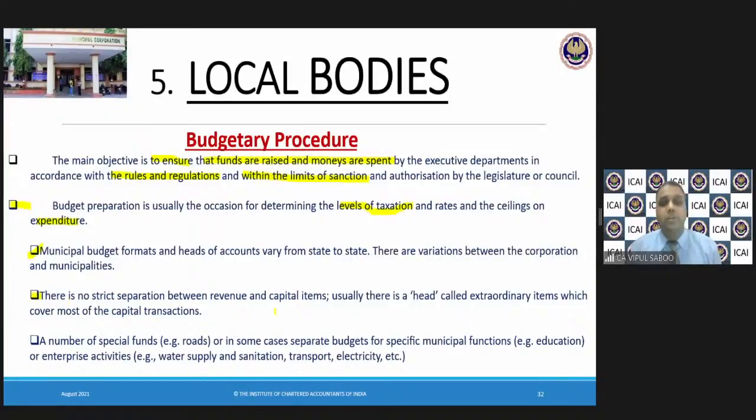Then there is no strict separation between revenue and capital items. Usually there is a head called extraordinary items, which covers most of the capital transactions. So there is no distinction between revenue and capital. Whatever you require the funds for, a capital expenditure or revenue expenditure, it is like a receipts and payment account, right? Even for capital transactions, you just put it under extraordinary items. Most of the extraordinary items cover the capital transactions. A number of special funds, for example, roads. In some cases, like for education, you want to form district school, water supply, sanitation, etc. They find a place over there. Okay. So this is the budgetary format.